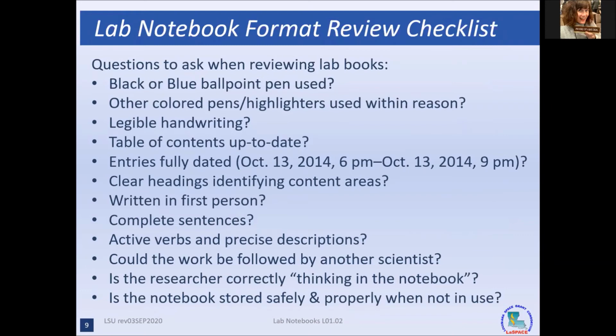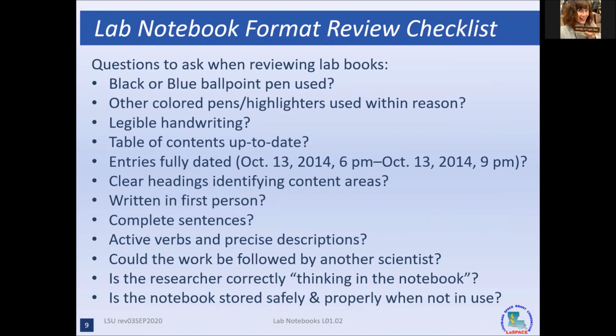Then here is a checklist, right? This is good for instructors when they're reviewing lab notebooks. This is also good if you want to look at each other's lab books, or even if you're just doing a general review of your own lab book.